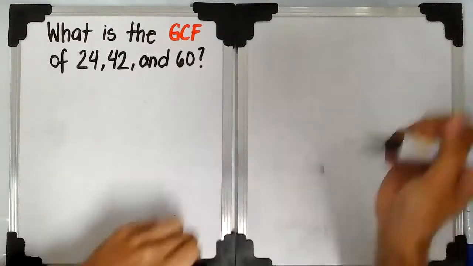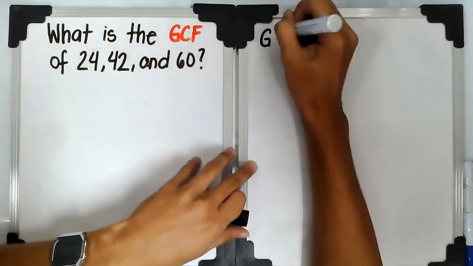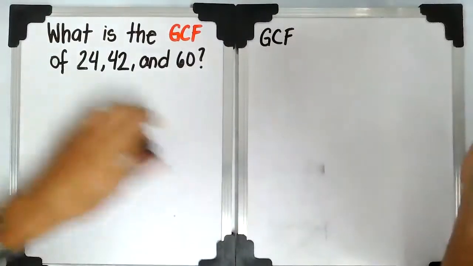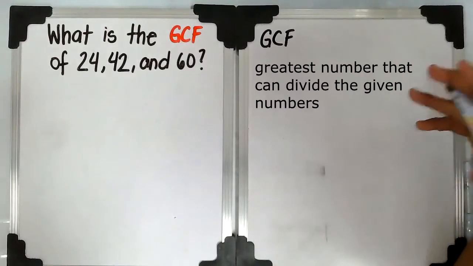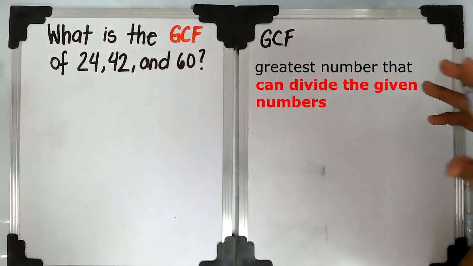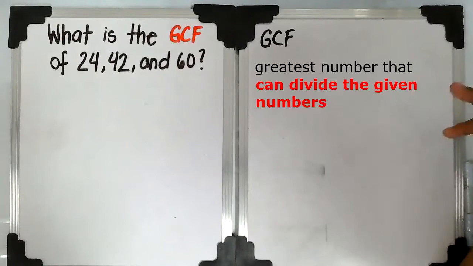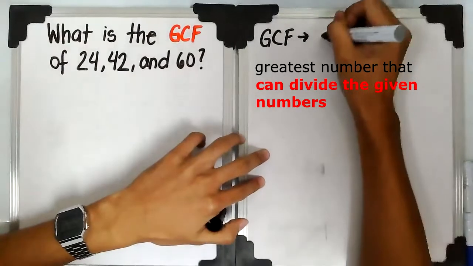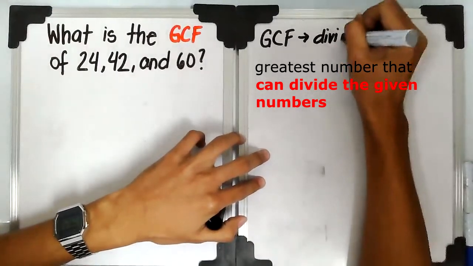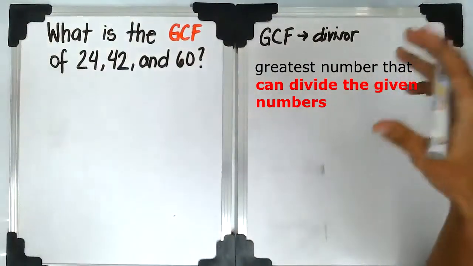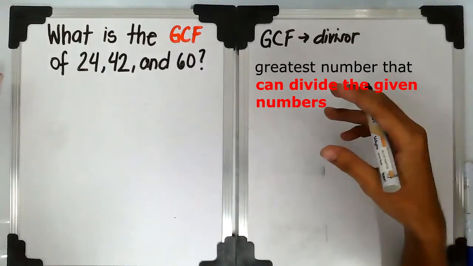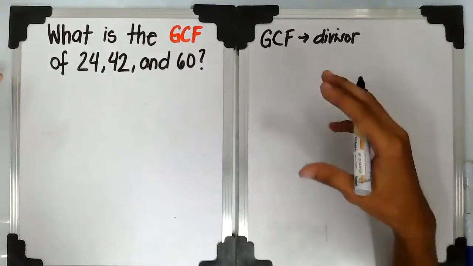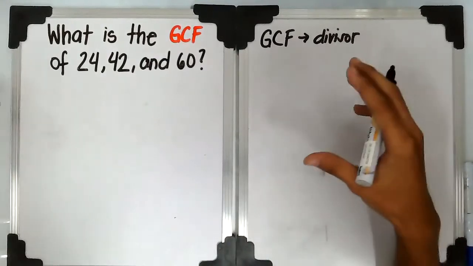So let's start. What does GCF mean? From the word itself, it is the greatest number that can divide the given numbers. And can divide the given numbers means it represents a divisor. In order for us to understand this concept, we must first know the concept and the purpose of division because we're going to deal with a lot of division processes here.